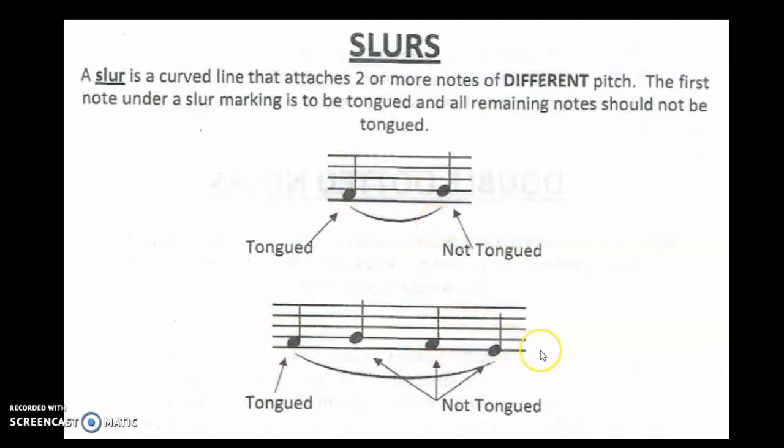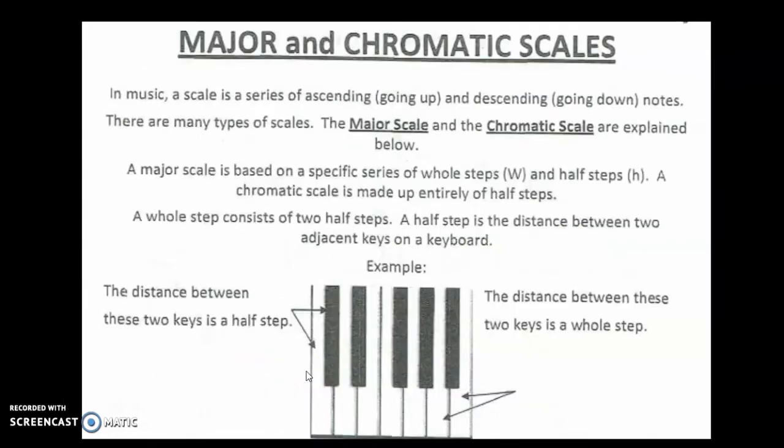And then we have another example here on the bottom with more notes under that slur marking. We would tongue that first one, but we would use our air and not tongue the rest of these, just using your buttons. And if there was another measure just like this with another slur marking, then you would tongue that first note again in that second measure that showed up.